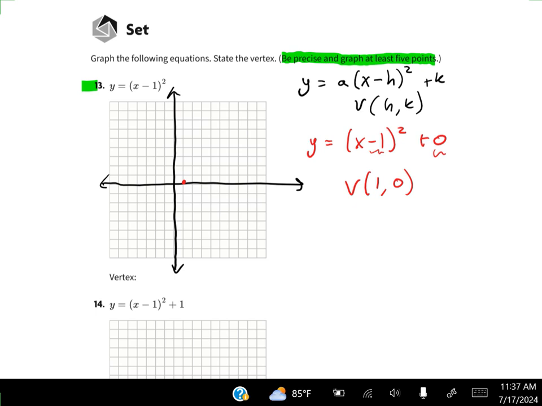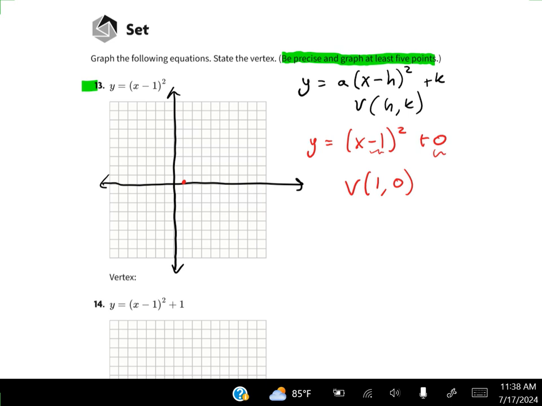We're being tasked with finding 5 points. Easiest way to do that: so we found the vertex. It doesn't look like there's going to be any other x-intercepts because the vertex is on the x-axis. So typically the x-intercepts are good points to find. The y-intercept is a good point to find. We can find that, and to find the remaining points, we can simply plug in values for x.